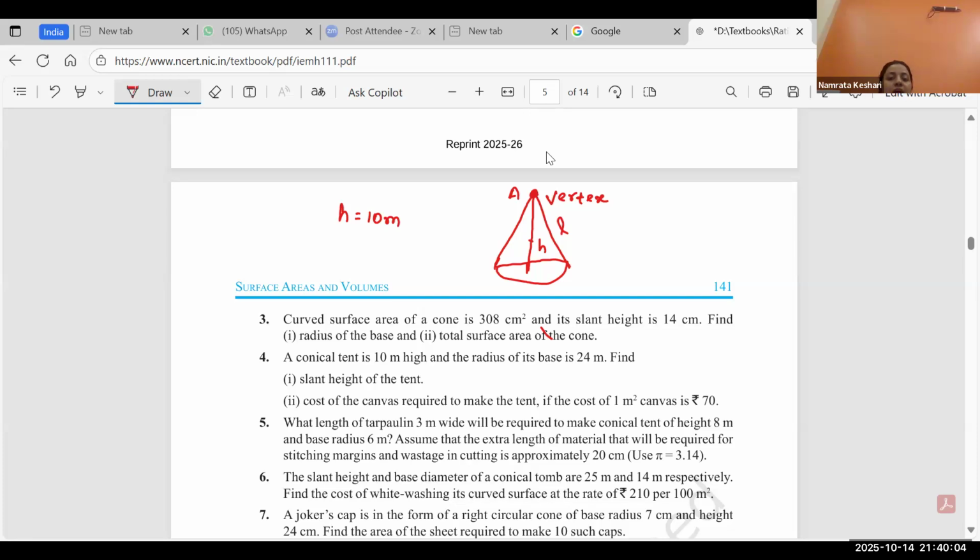Yes, ma'am. And radius of the base is 24-meter. That means R is given as 24-meter. Find the slant height. L you have to find.